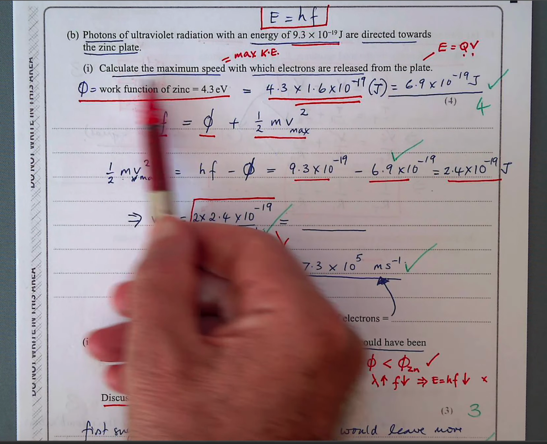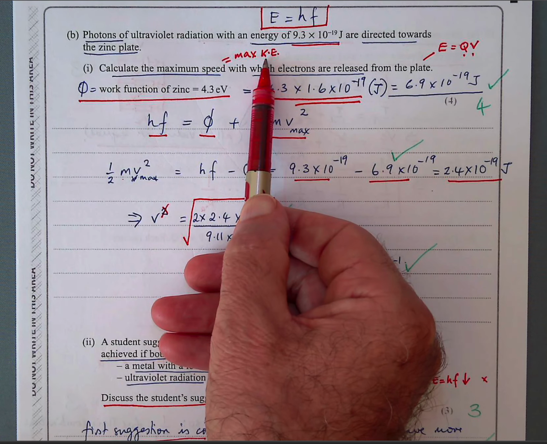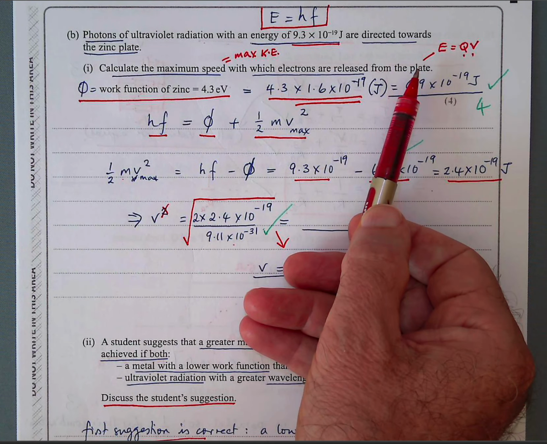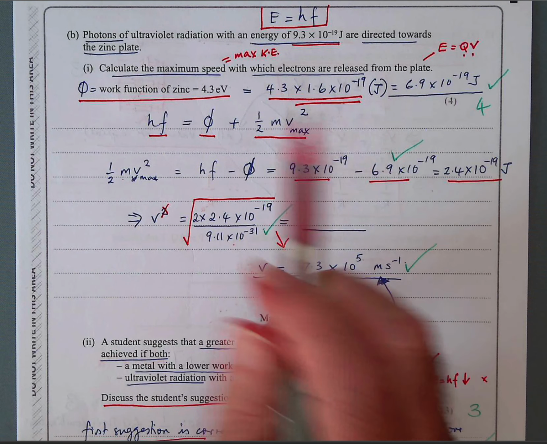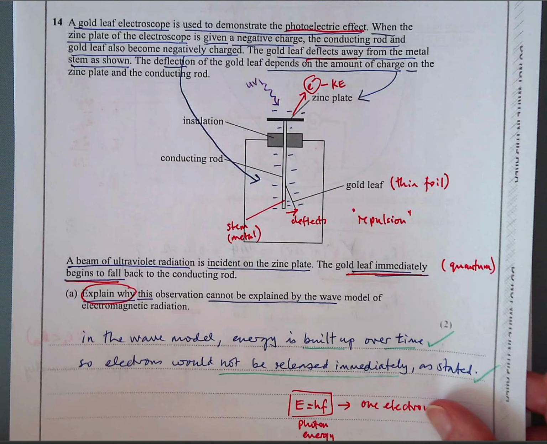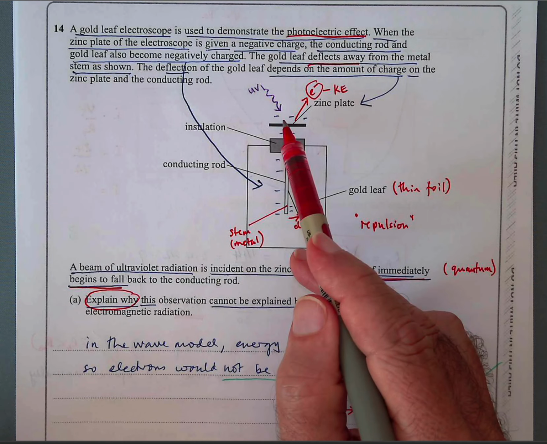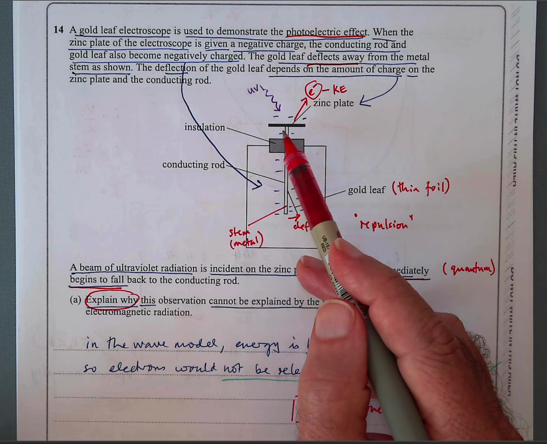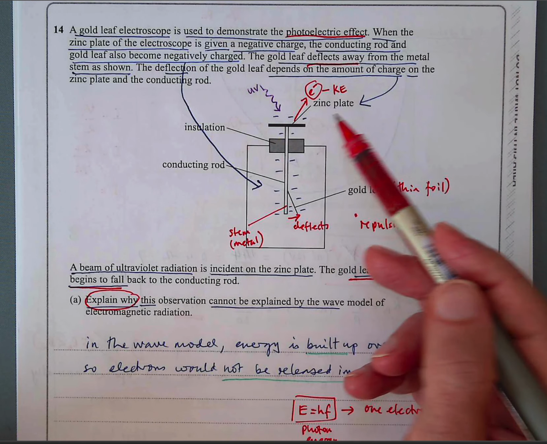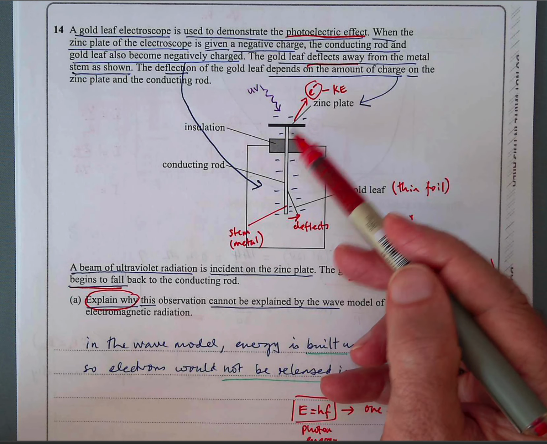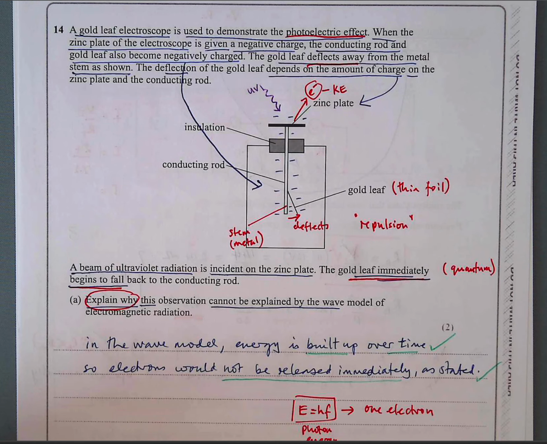So it wants you to calculate the maximum speed, which will be the maximum kinetic energy, with which the electrons are released from the plate. So basically what's happening? The electrons are below the surface. In the question, not all the electrons are on the surface. The ones on the surface obviously find it easier to escape than the ones which are maybe deeper inside the metal. So any electron that gets the energy from the photon, if it has enough energy to get to the surface and then have some spare energy, it will escape.